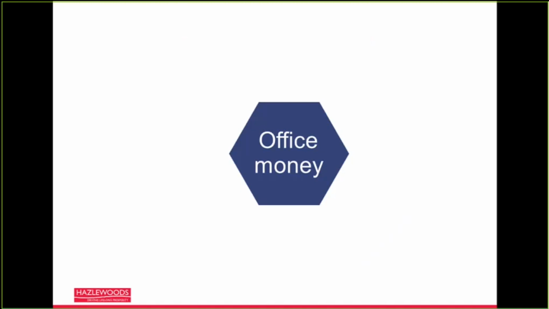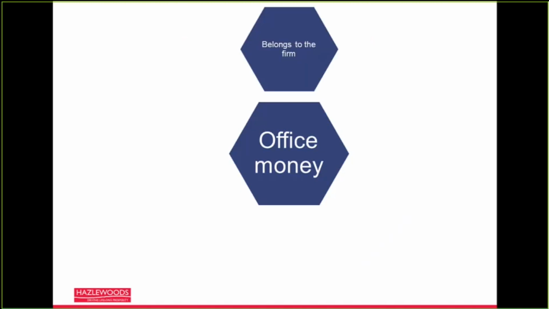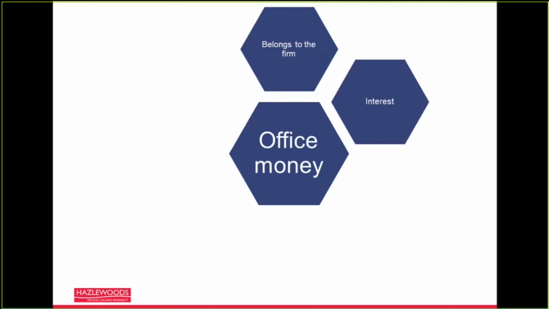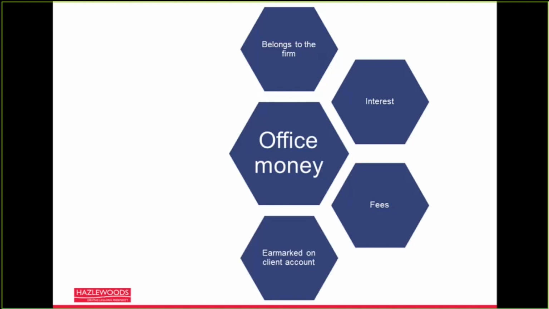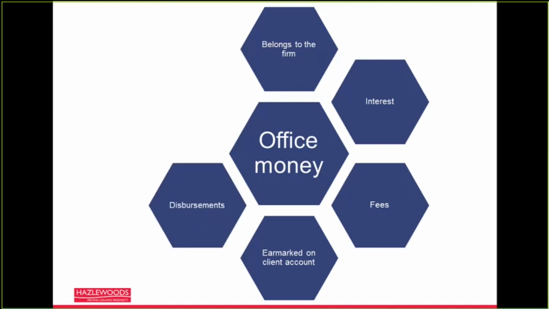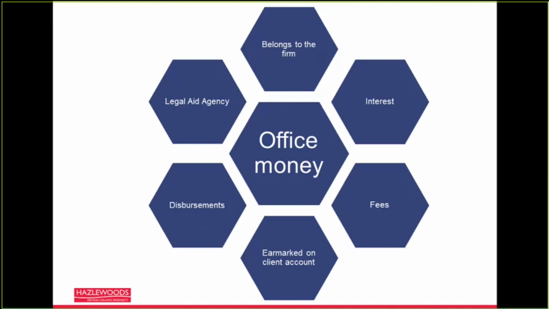Office money is defined by Rule 12.7. Office money is money which belongs to the firm or is held in connection with running the firm. Interest received on general client account balances. Payments received in respect of fees due to the firm against a bill or an agreed fee. Funds earmarked for costs held on client accounts. Disbursements, including those paid by the firm and any which have been incurred but not yet paid. However, this excludes unpaid disbursements. And money received from the Legal Aid Agency as a regular contract payment.